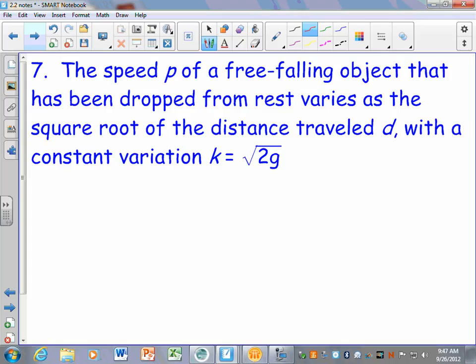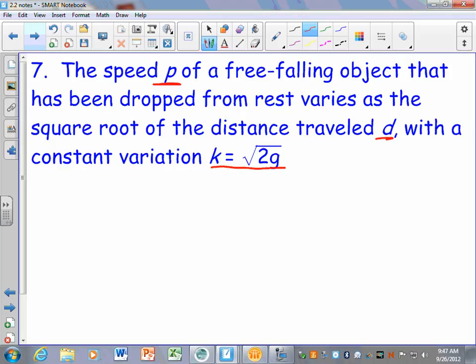What letters do I have to deal with in this problem? P, which represents the speed of some free-falling object. And what else? D. It's a little more involved than just D, right? It says as the square root of the distance, so I have to keep that in mind. With a constant of variation, and they tell us what to use for K.